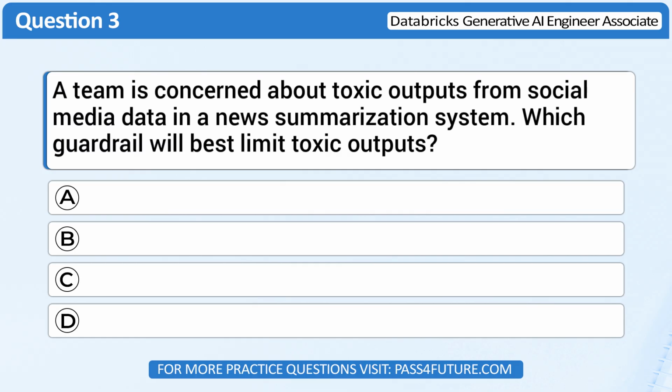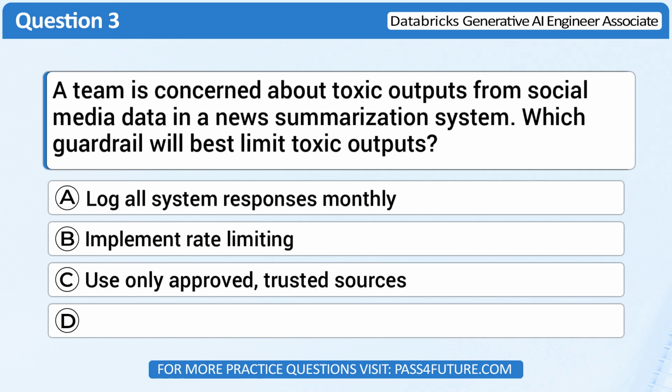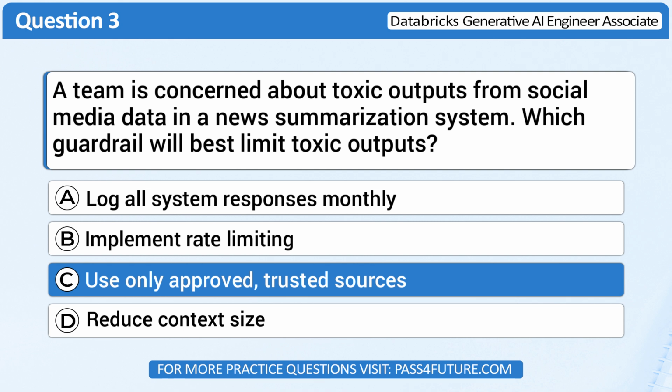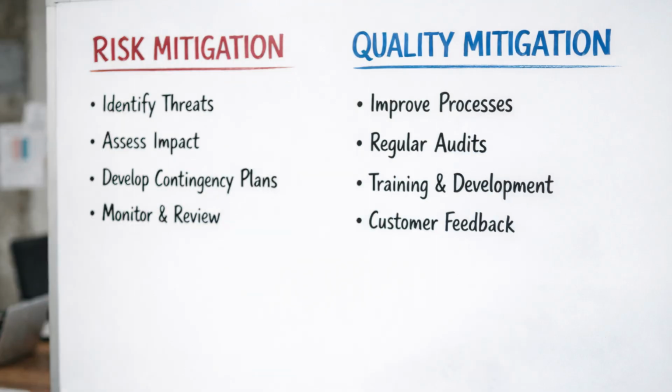A team is concerned about toxic outputs from social media data in a news summarization system. Which guardrail will best limit toxic outputs? Correct answer: C. Use only approved, trusted sources to reduce unexpected toxic content. This tests your risk and quality mitigation skills in generative AI.